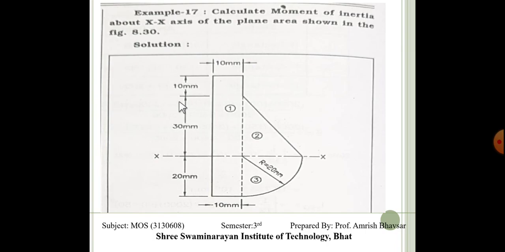This is another most important question. Calculate the moment of inertia about x-axis of the plane area shown in the figure. So here the first part is a rectangle, the second part is a half circle, then a right angle triangle, and this is a quarter circle. So we have all the dimensions of this. So for finding the x-axis, we need to find y bar.